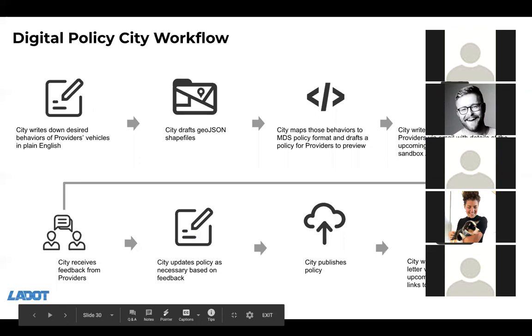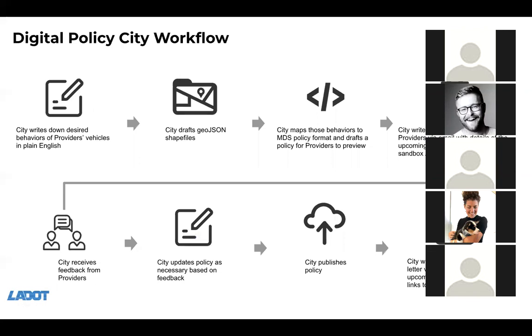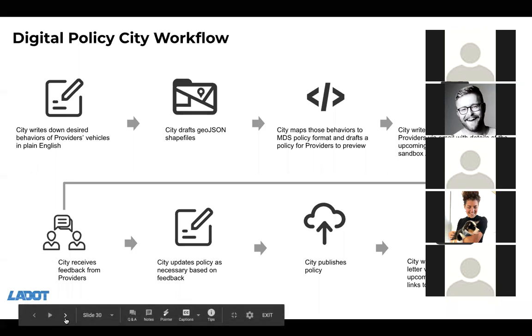That began with us creating a digital policy workflow. We weren't just going to email the providers and hope that they understood what was going to happen. We worked on crafting the right boundaries, putting together the maps, communicating with the providers, and then creating a sandbox where they can play around and see what works and what doesn't, and give us feedback. Then, when we finally had everything ready, we could publish the policy, and we had a stronger chance of it actually working.